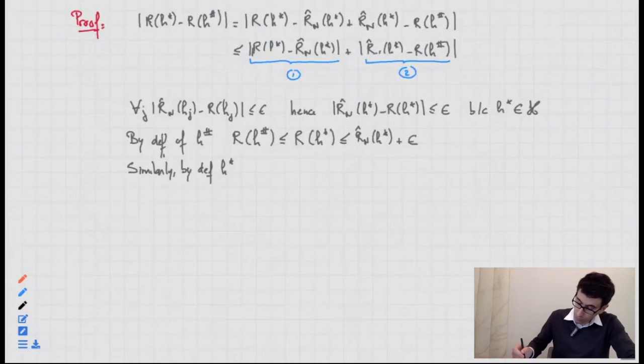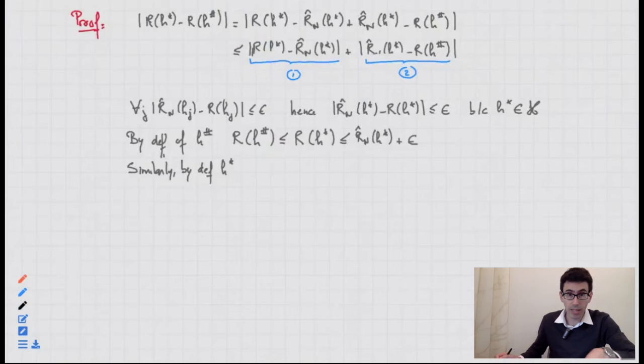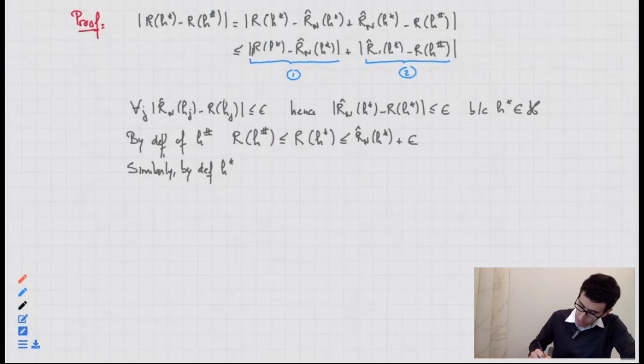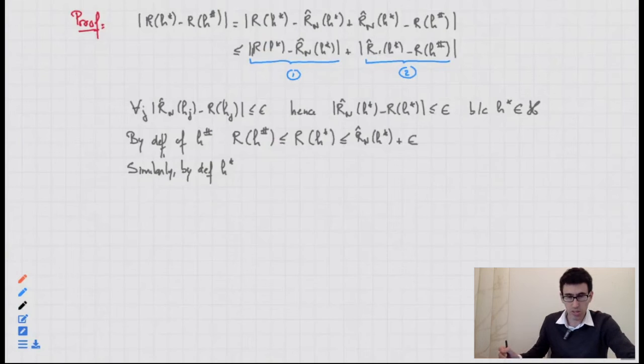So let's try to analyze the first term. What I know is that my assumption is telling me that for every j, the empirical risk of the model Hj minus the true risk of the model Hj is less than or equal to epsilon. So that's the assumption that I have in my lemma.